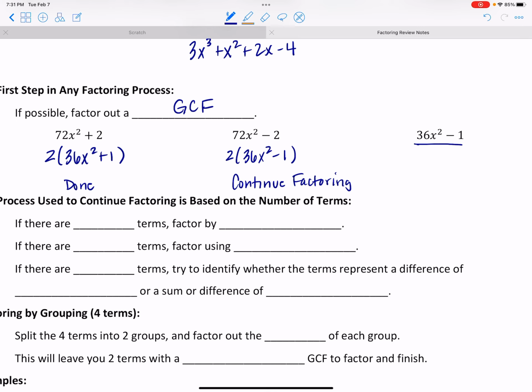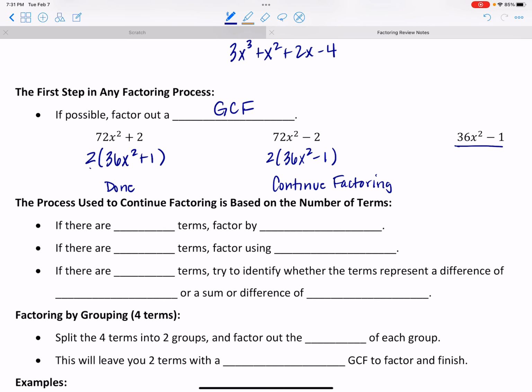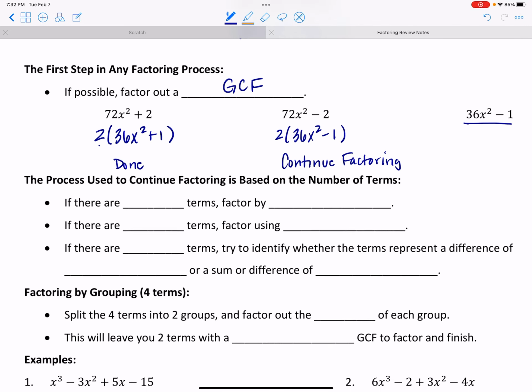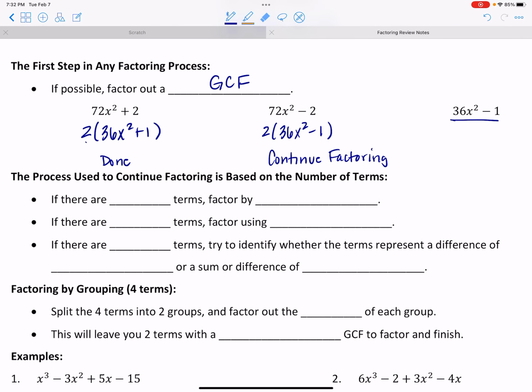So GCF is a first step. We want to take it out if it's possible. Sometimes after we take it out, we're done. Sometimes after we take it out, we continue factoring. And sometimes we can't take it out and we're going to factor anyway. So all three of those situations we're going to see. Now, what do we do to continue factoring?